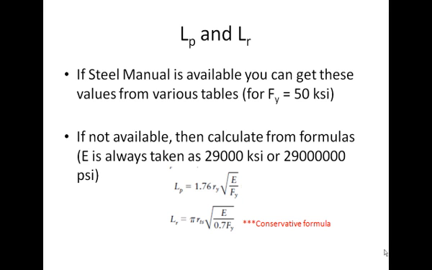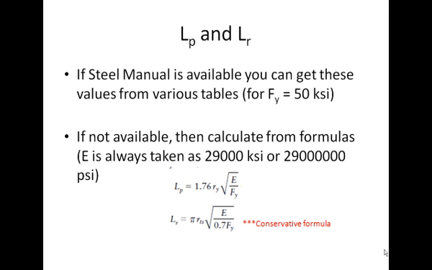LP and LR basically are dividing lines. They are values which we will compare a beam's unbraced length against, and this comparison will tell us which behavior is occurring. You can find the values for LP and LR from the steel manual if you have this available. The steel manual has several tables in it that list, along with many other properties of a steel section, beam section, the values for LP and LR, typically for yield strengths of 50 KSI.